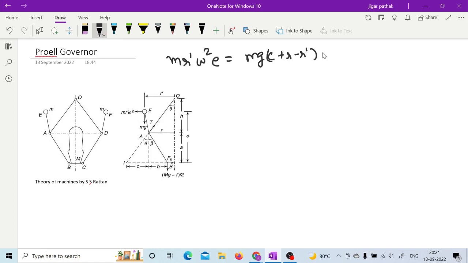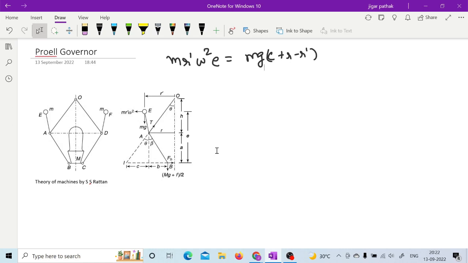Sir, was there any practical problem with the Porter governor? Actually, in case of the Porter governor also, with this mg plus f and mg minus f, until and unless that particular force is reached, your sleeve is not going to start moving. So that is why sensitivity is also less in case of the Porter governor. By extending these links, we can achieve somewhat higher sensitiveness.